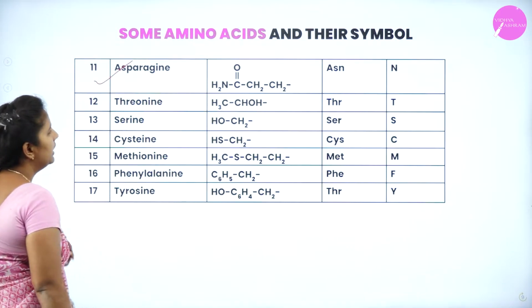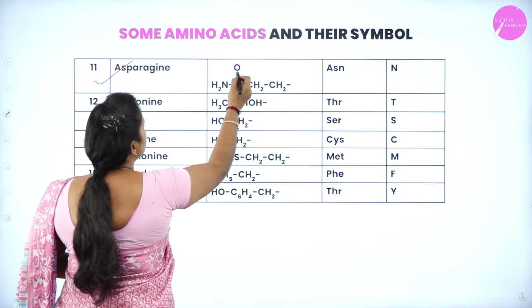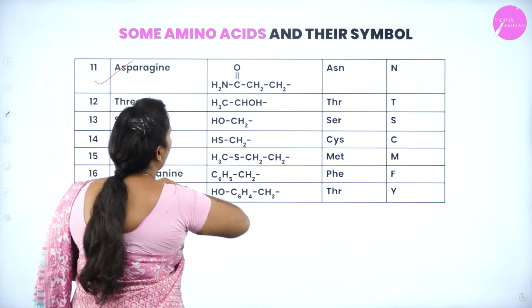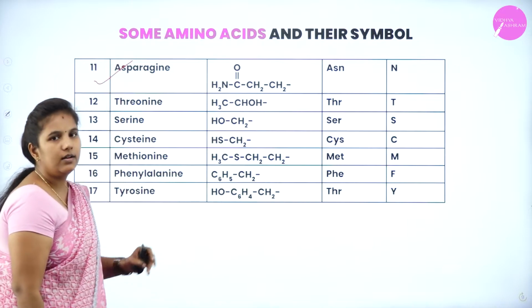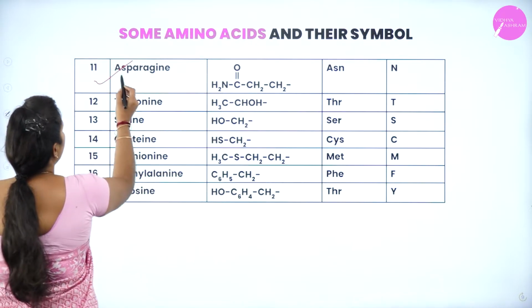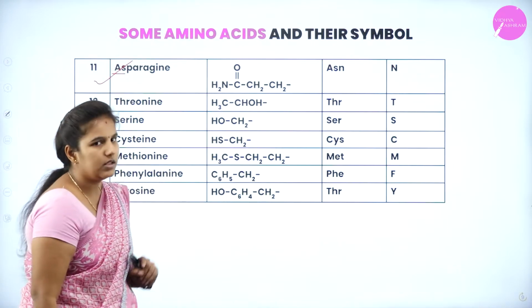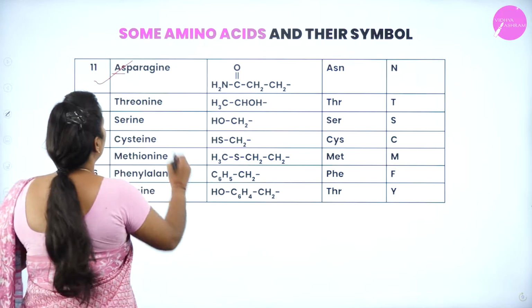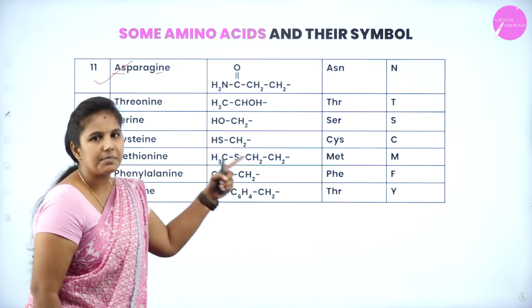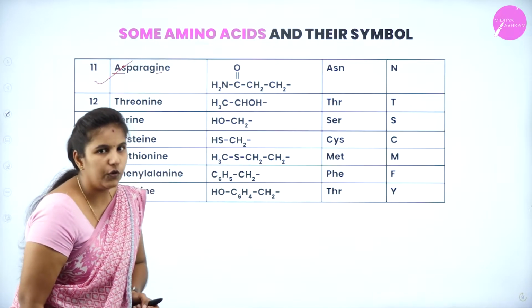As per asparagine, the group is NH2, C double bond O, CH2 and CH2, and the 3-letter word is ASN. We cannot take it as ASP, so I have taken ASN, and the capital letter N will be used for this.